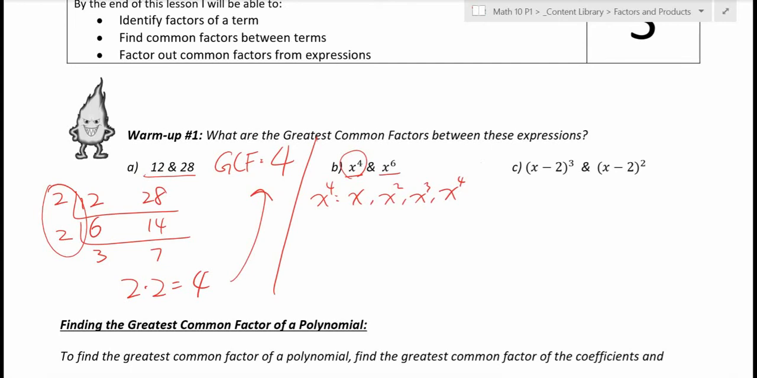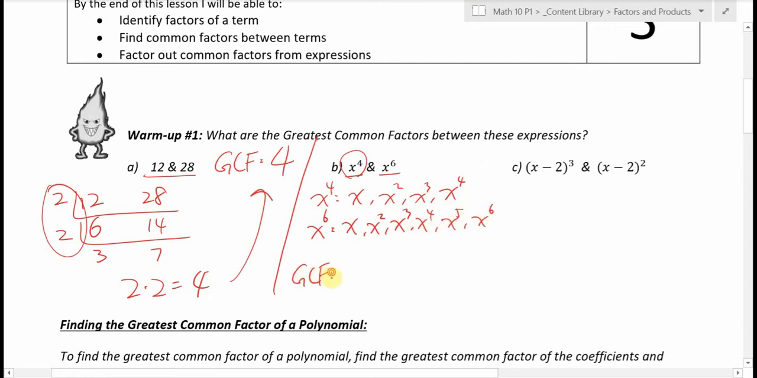Similarly for x to the power 6, the factors will be x squared, x cubed, all the way to x to the power 6. And therefore, you know what? I'll actually write out all of them. X to the 5 and x to the 6. And therefore, for the GCF, the biggest common factor would be x to the power 4. Because you can divide both x to the power 4 and x to the power 6 by x to the power 4. And therefore, that is a factor, and that is, in this case, the biggest.